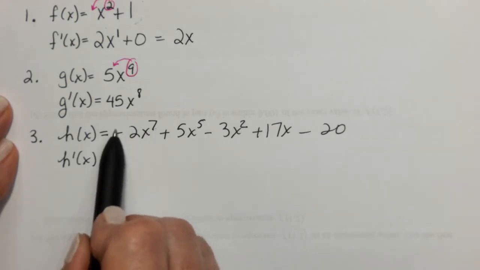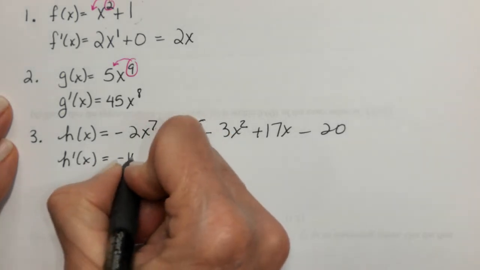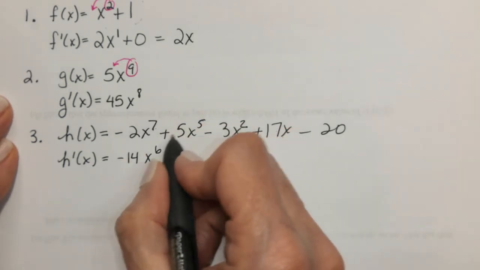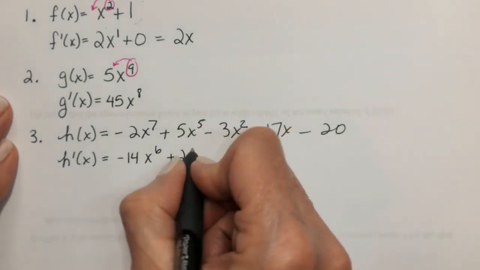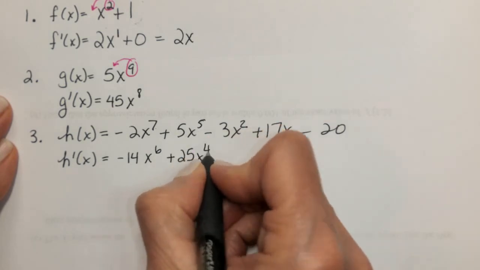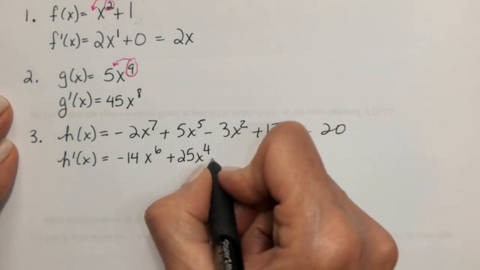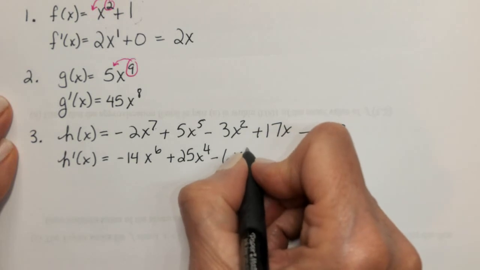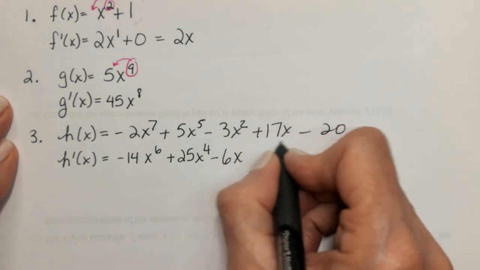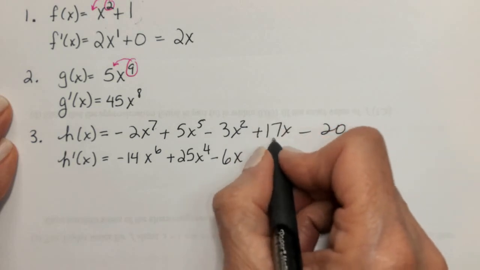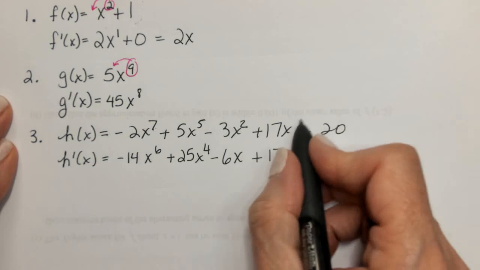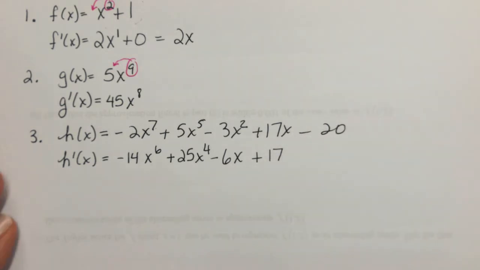7 times your coefficient. Reduce your power by 1. 5 times your coefficient. Reduce your power by 1. 3 times your coefficient. Reduce your power by 1. I'm not going to write a 1 there for that power. The derivative of 17x is just 17. The derivative of negative 20 is 0.